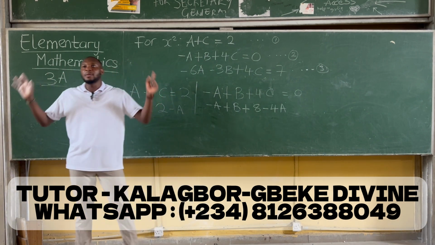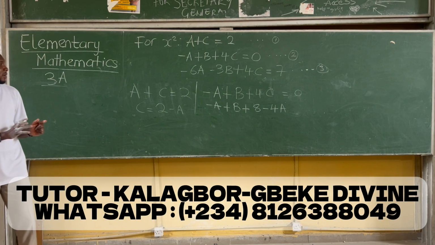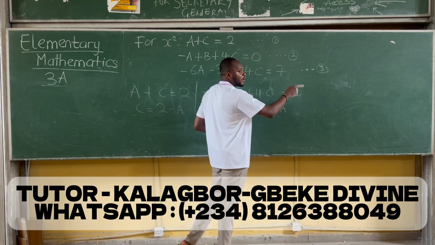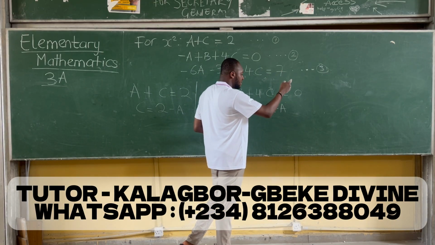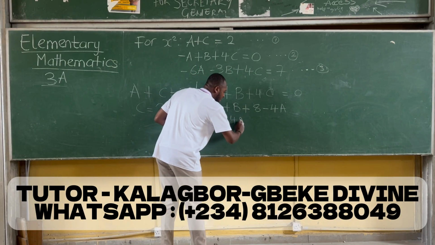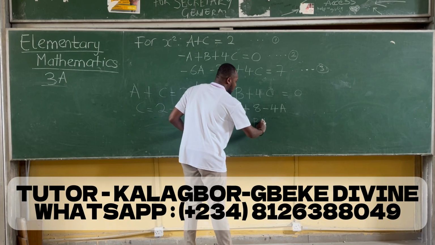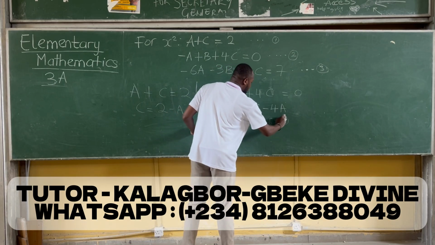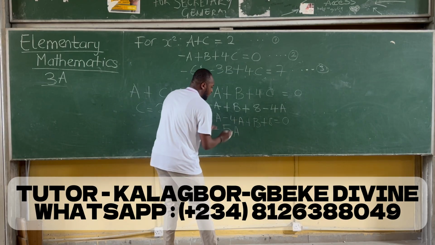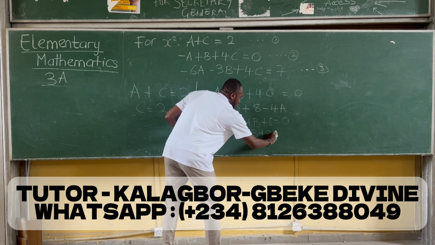Please, let your eye be here. Are you seeing what I'm doing? Are you following? Minus A minus 4A is minus 5A, right? Let me rearrange it. Minus A minus 4A plus B plus 8 equals 0. We now have minus 5A, that's minus A minus 4A, plus B plus 8 equals 0.